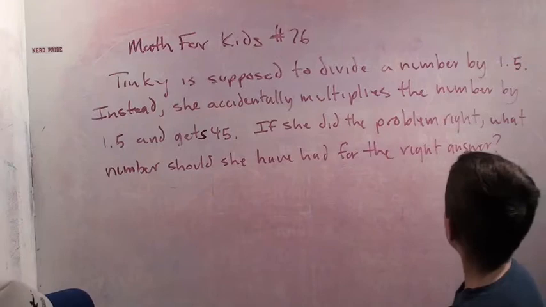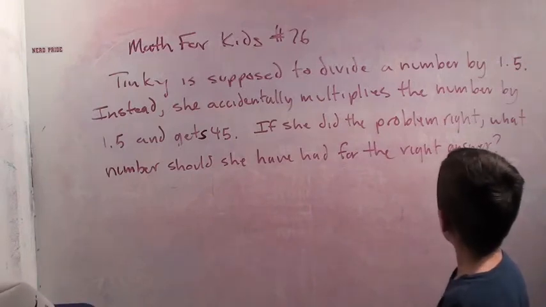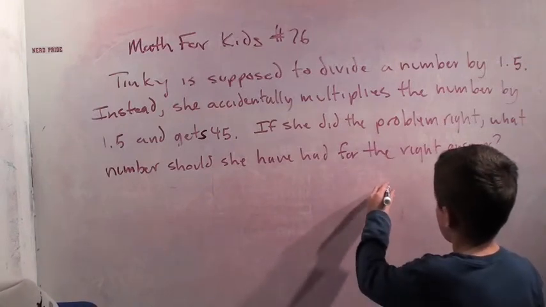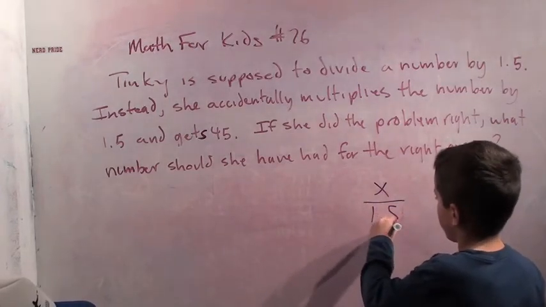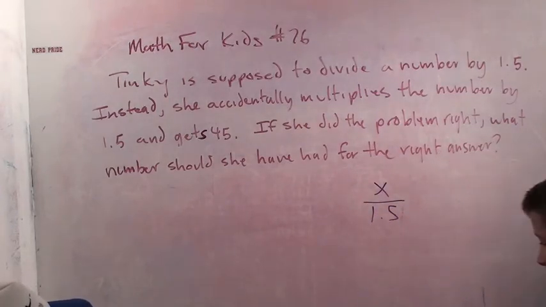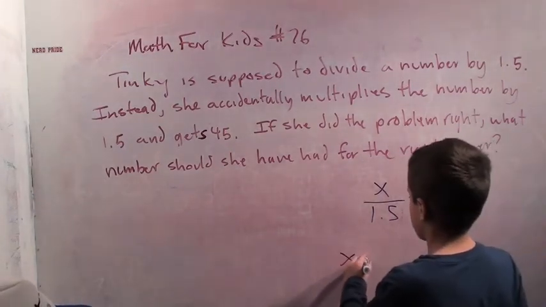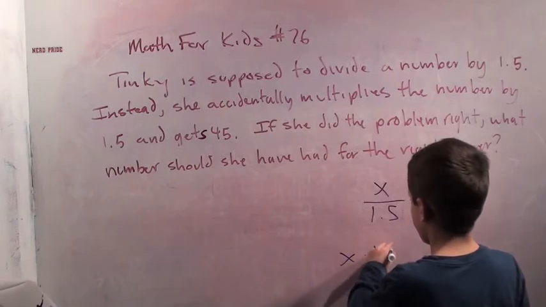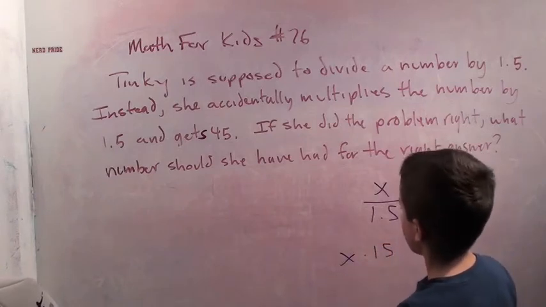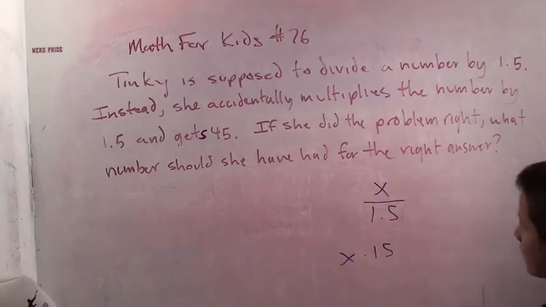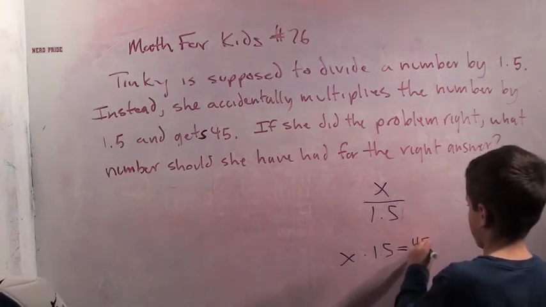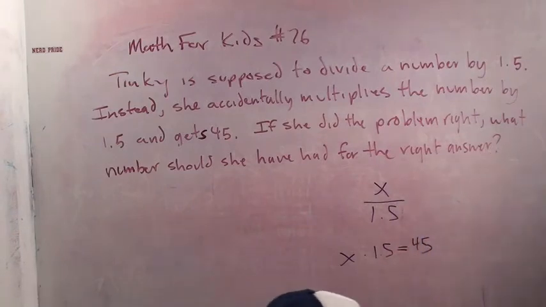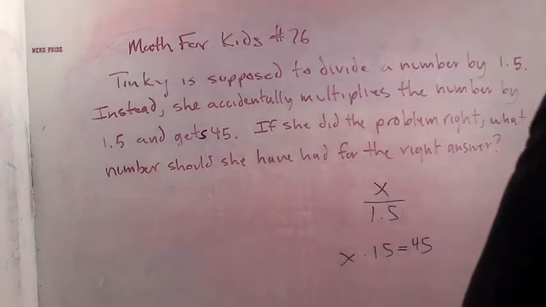It's x over 1.5. Okay, x over 1.5 is going to be the right answer, but instead what she actually did was x times 1.5. And what does x times 1.5 equal? This says it equals 45. So we're going to have to figure out how to solve this problem.